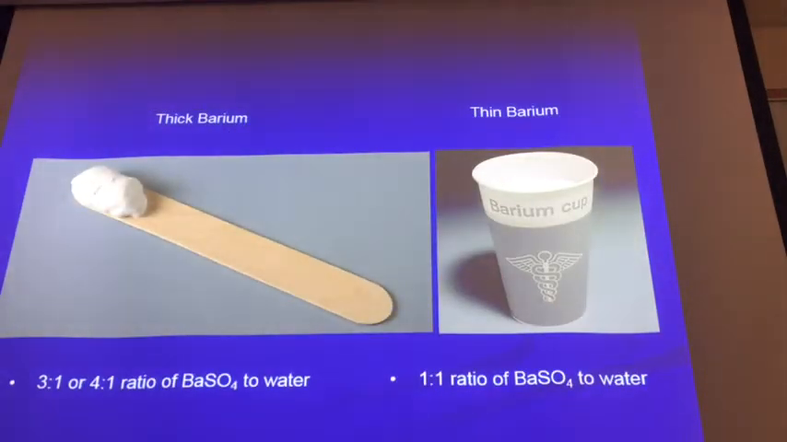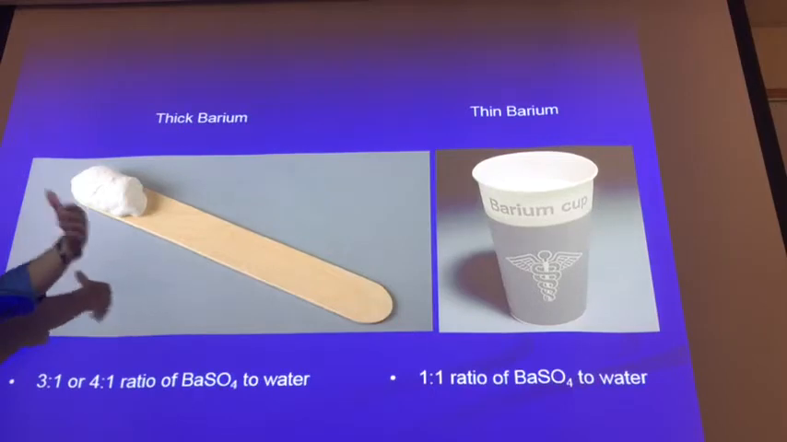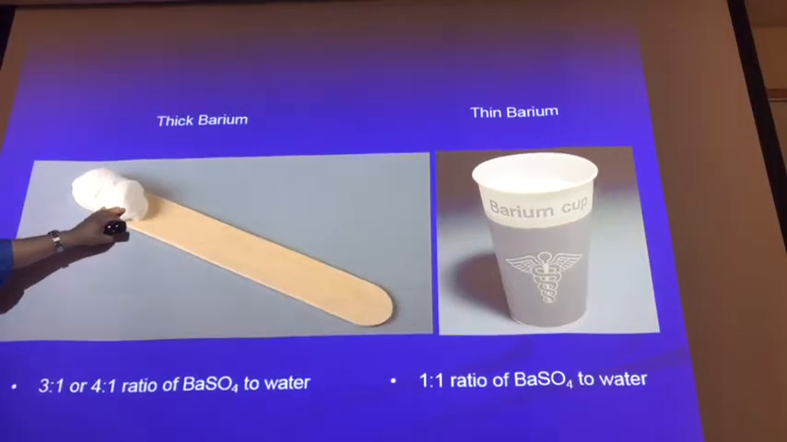All right. Sometimes you might use something that looks more like this. It looks more like a paste, okay, like a toothpaste. It's very thick, and you use it when you want to coat the lining of the esophagus, for example, or you want to coat the lining of the stomach. This is what you use, okay?